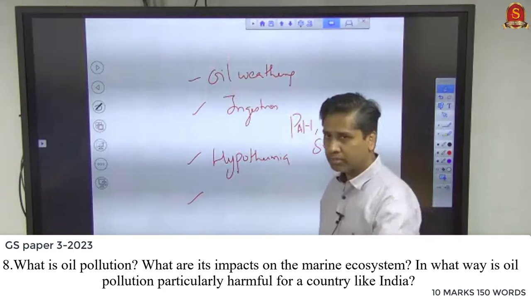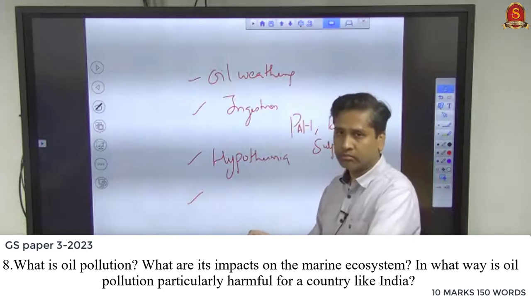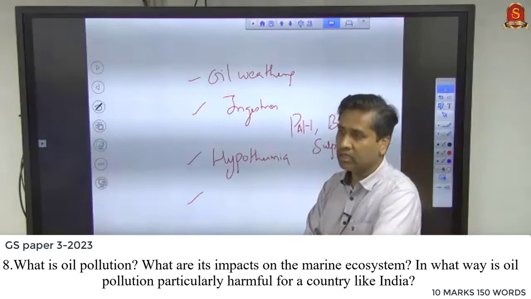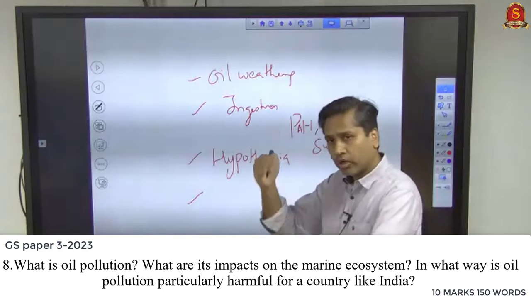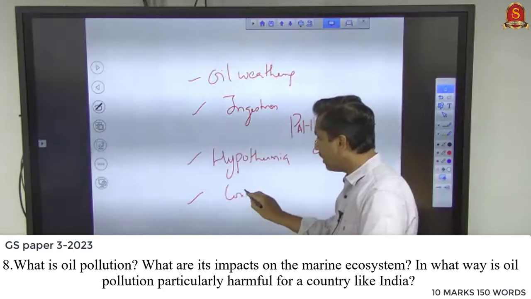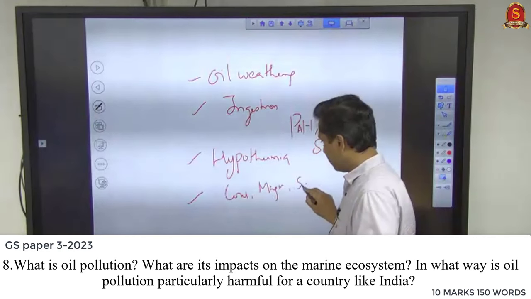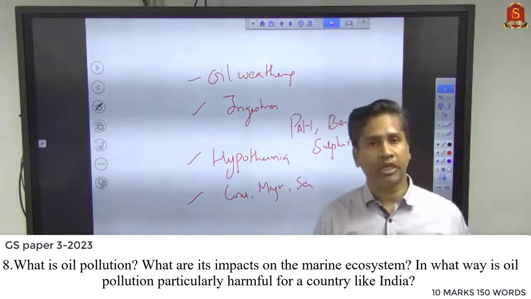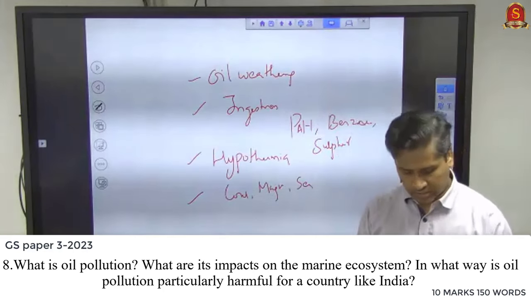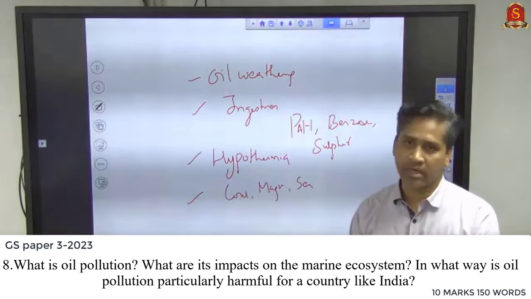When it enters into the deeper, the question is where it enters. Suppose by chance it is in the middle of the ocean, its impact is a little different, whereas if it is in the continental shelf, especially in the littoral zone, that oil will go and affect the coral, important ecosystems like mangroves, and even seagrass beds. And finally, it will reduce the biodiversity, or it will completely shatter the biodiversity. So these are the key points we can mention about the impacts of oil spill on the marine ecosystem.